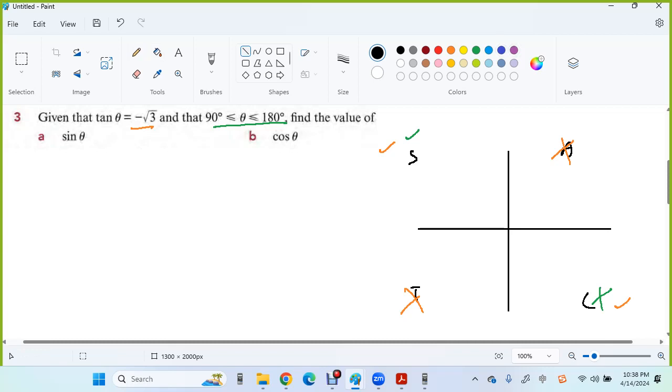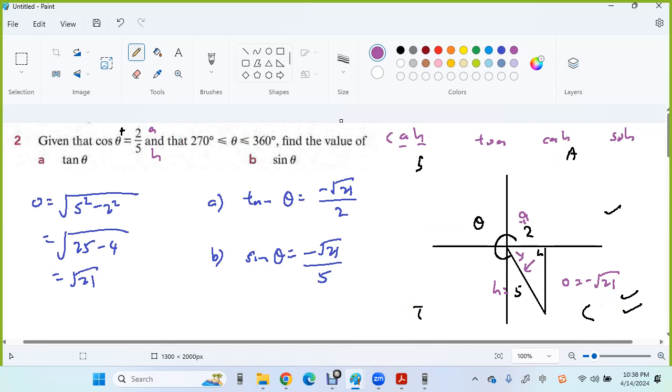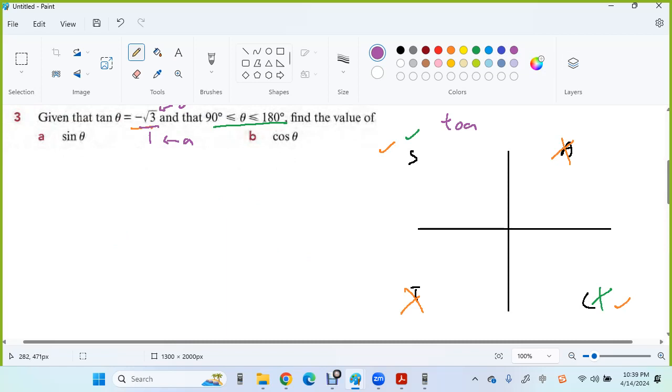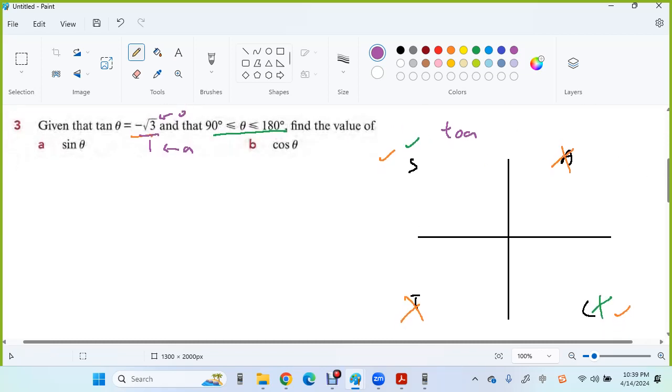Okay, we know that TOA is O over A. The denominator here is 1. So the tangent theta will be square root 3 over 1. So we have the opposite and adjacent here. Okay, so we must write the TOA or CAH or SOH as a fraction. 2 over 5, square root 3 over 1, and then 5 over 13. So this is square root 3 over 1. So the TOA is O over A.